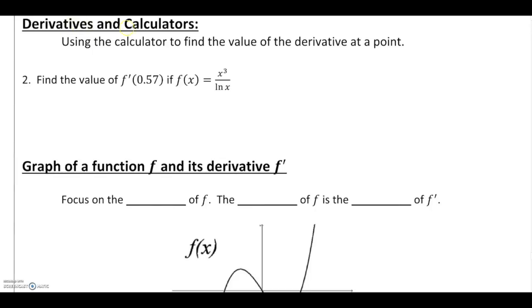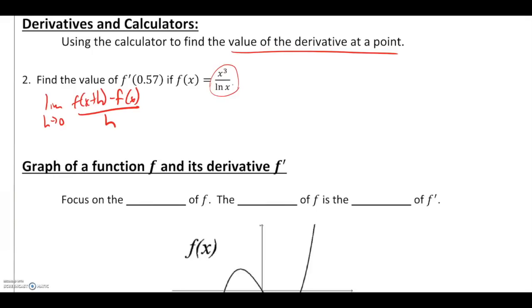And that is derivatives and using your calculator. So being able to use your calculator to find the value of the derivative at a particular point. And so the example that I've put up is f prime of 0.57 if your function looks like this, x cubed over the natural log of x. Now we might be able to find that derivative like this, but you can probably tell that's going to be pretty complicated. It's got a natural log in it, it's a fraction. That's going to be a tough one for us to work through.